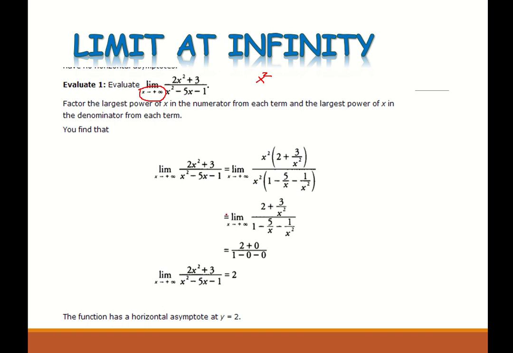Okay, so applying the limit, we already divided x squared by x squared, which is equivalent to 1. So what is left is the limit of only this part: 2 plus 3 over x squared divided by 1 minus 5 over x minus 1 over x squared. Now plugging in the value of x, that is infinity. Any number divided by infinity is equal to 0.